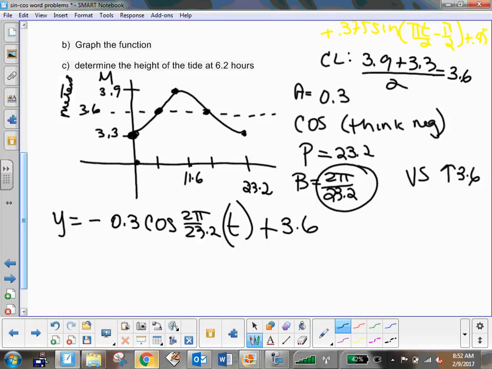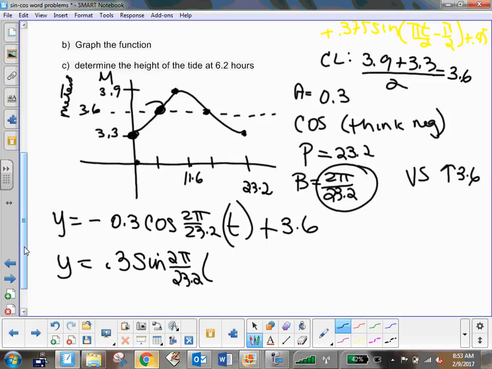Now let's not make this mistake again. Let's say we wanted to write this as a sine curve. We go y is equal to, we don't need the negative because if we're doing a sine, this is where we're at, right? So it would just be 0.3 sine, still 2 pi over 23.2.